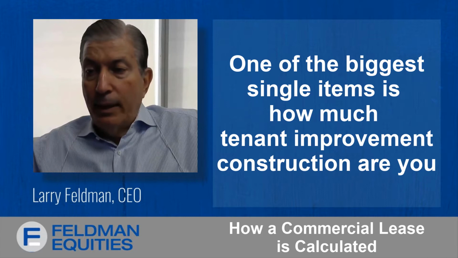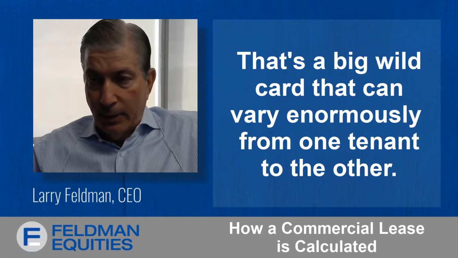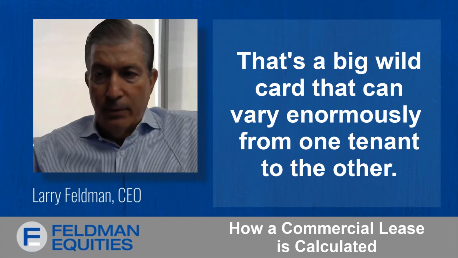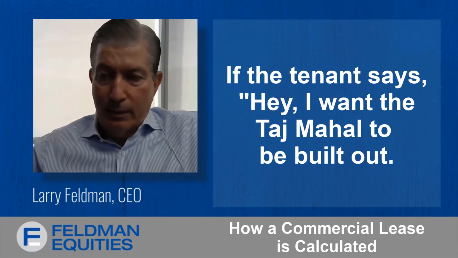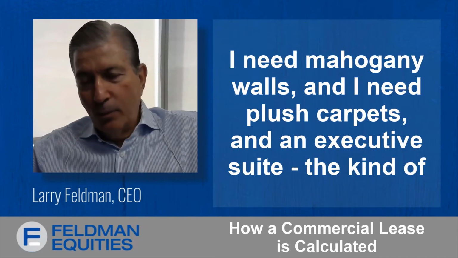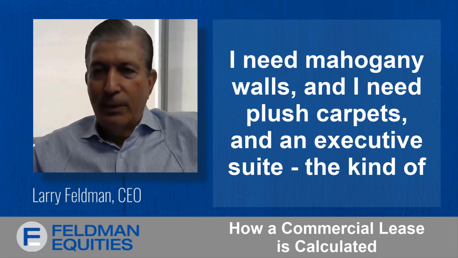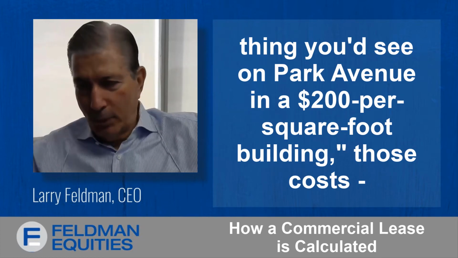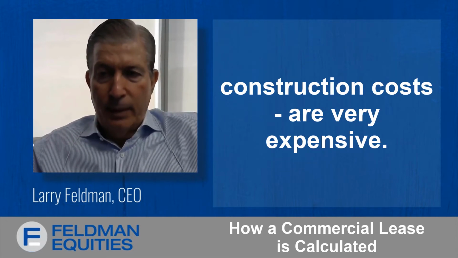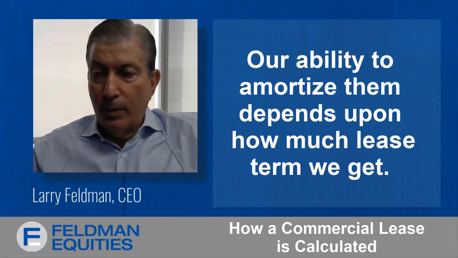And one of the biggest single items is how much tenant improvement construction are you providing to the tenant? That's a big wild card that can vary enormously from one tenant to the other. So if the tenant says, hey, I want the Taj Mahal to be built out, I need mahogany walls, and I need plush carpets and an executive suite, the kind of thing you'd see on Park Avenue in a $200 per square foot building, those construction costs are very expensive. And our ability to amortize them depends upon how much lease term we get.